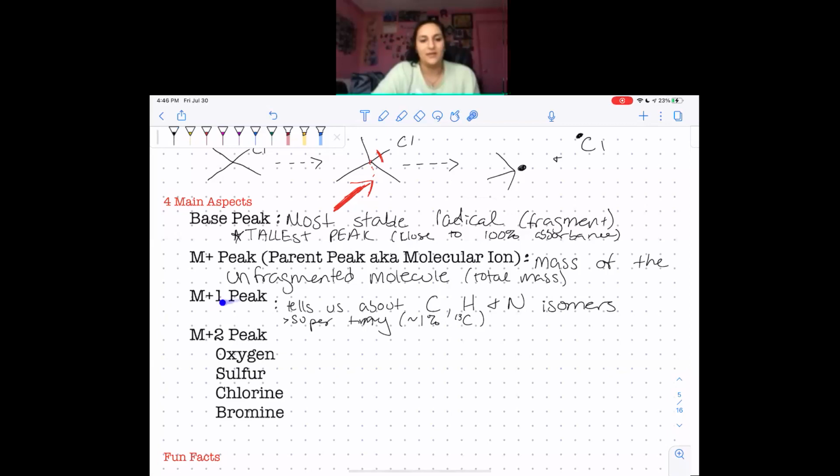If you have a peak after this, that's the M plus 2, and it tells you that there is an oxygen, sulfur, chlorine, or bromine in your molecule. So if there's an oxygen, it will be a super, super tiny peak. I believe it's 0.10% the height of M plus. If it's a sulfur, it'll be a teeny tiny bit taller, so it'll be like approximately 10% the height.